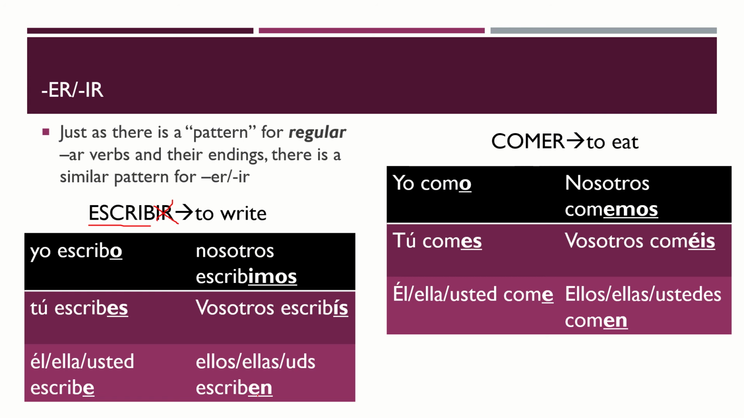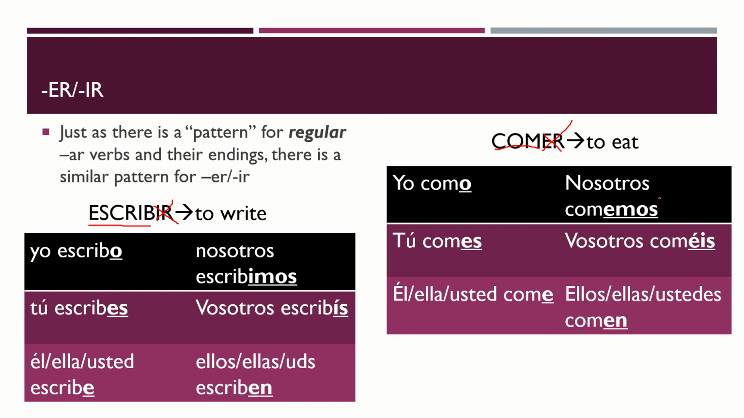Now let's see what this looks like with an ER verb. So now we're going to look at comer. Comer means to eat. Okay, so you'll notice it's an ER verb. So I would take off my ER, or take off my ending, just like I did for my IR verb and for my AR verbs earlier. And then we see that my stem is com, right? So you'll notice that every single one of my forms here has com in it. And then I would plug in my endings.